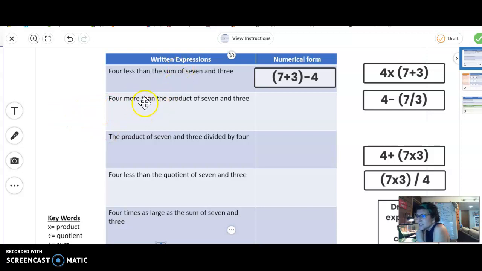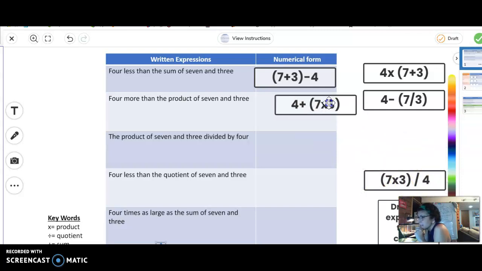All right, this next one says 4 more than the product of 7 and 3. Product being multiplication. So 4 more than the product of 7 and 3. Well, that means I'm going to have a multiplication in between the 7 and 3. Well, that's addition, that's division, there's multiplication, there's multiplication. So this is 4 more than 7 times 3. This is the quotient of 7 times 3 divided by 4. So I'm going to take this one and drag it over.